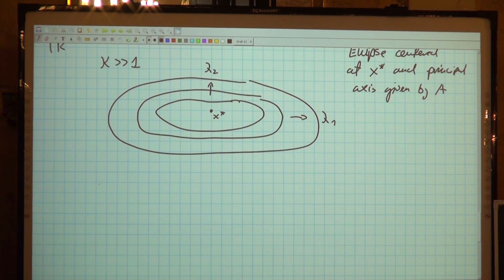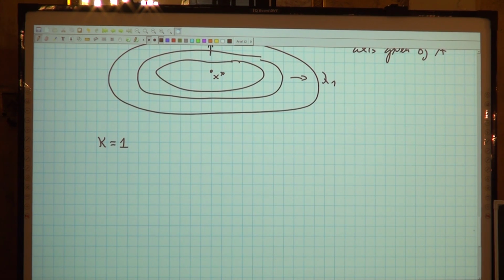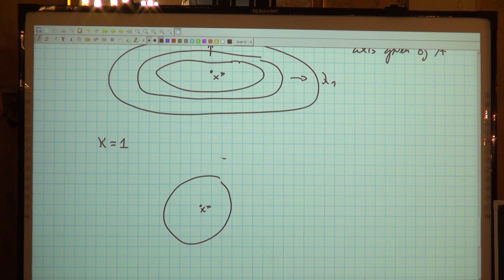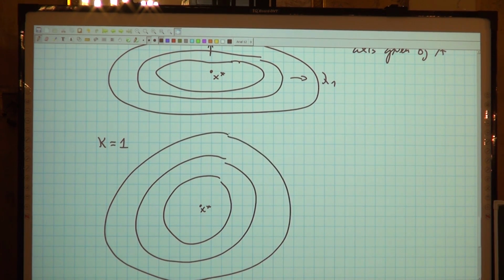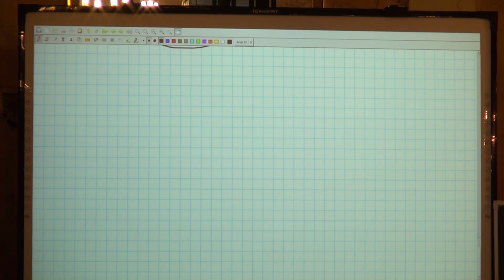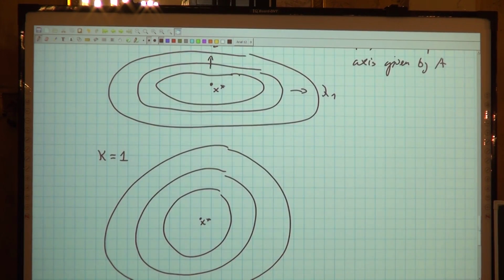While on the other hand, if I have kappa being close to 1, then essentially I have almost perfect circles. Okay, so essentially I just have something like this, this is x star. Okay, so these are the geometric pictures of how these two cases look.